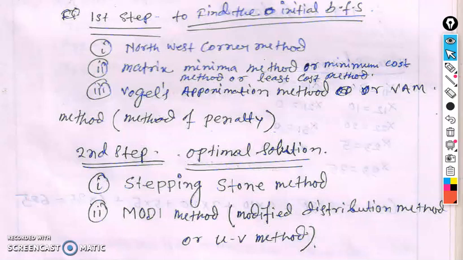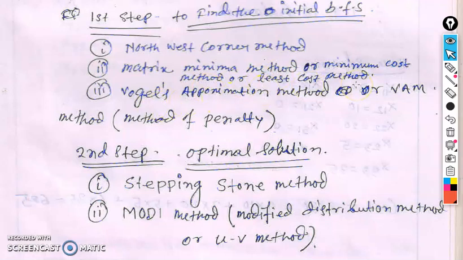Today we will discuss the topic of the optimality test of a transportation problem. If you followed the last lecture, you can recognize that we have just discussed the first step, finding the initial basic feasible solution. The first one is the northwest corner method, the second one is the matrix minima method, and the last one is the Vogel approximation method.